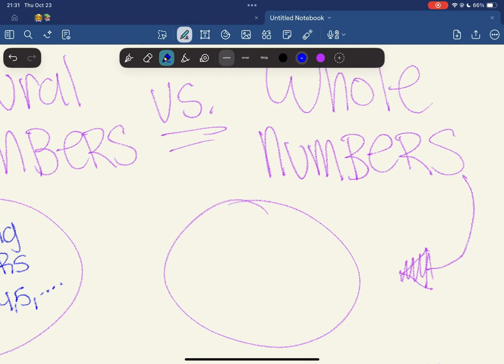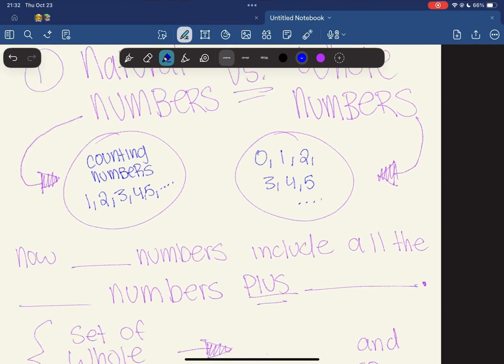Forgot a comma there. And then over here on our other side, we have our whole numbers. So whole numbers include all the natural numbers plus 0. So for that, we are going to have 0, 1, 2, 3, 4, and 5. And this also is going to continue on.